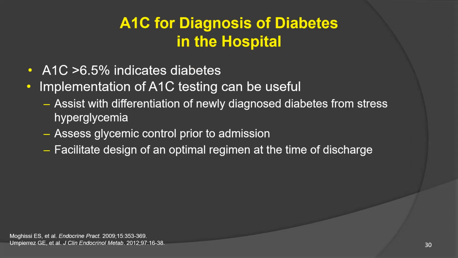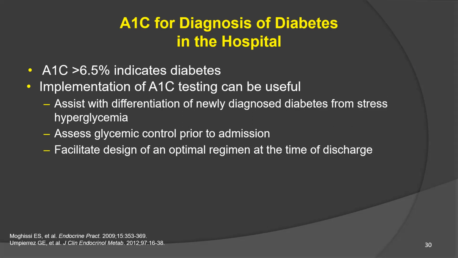Now coming to understanding about hemoglobin A1C for diagnosis of diabetes in the hospital. Obviously, A1C more than 6.5% indicates diabetes. Implementation of A1C testing can be useful. It assists with the differentiation of newly diagnosed diabetes from stress hyperglycemia. It assesses glycemic control prior to admission, that is, what has been the control since before the patient arrived, because now you may have to change certain medicines. Patient may go NPO, patient may need insulin or not. So this will give you an answer. Facilitate design of an optimal regime at the time of discharge as well.